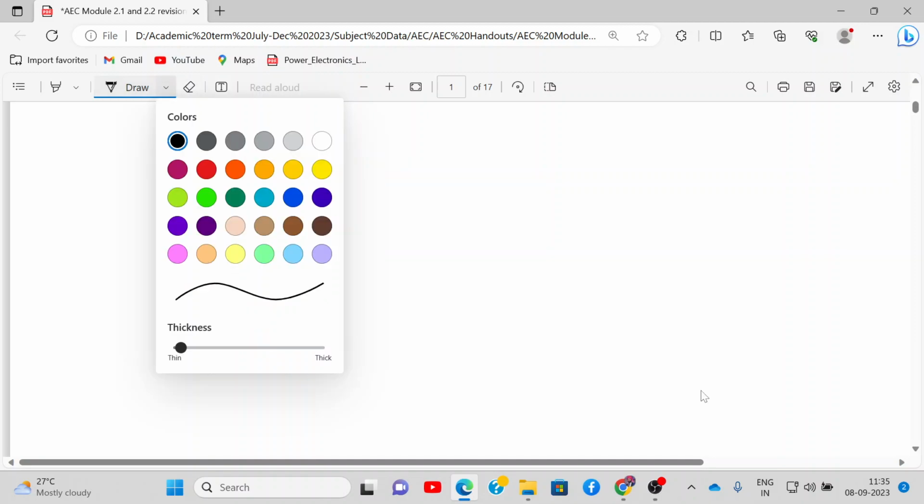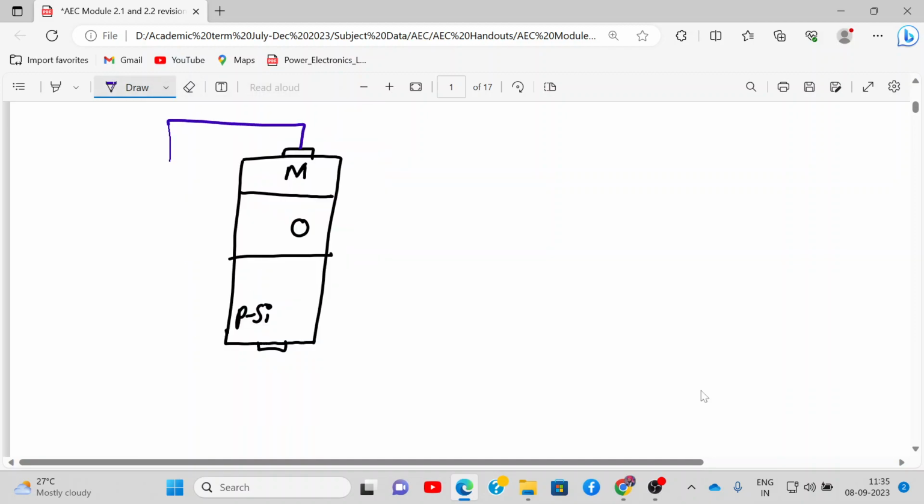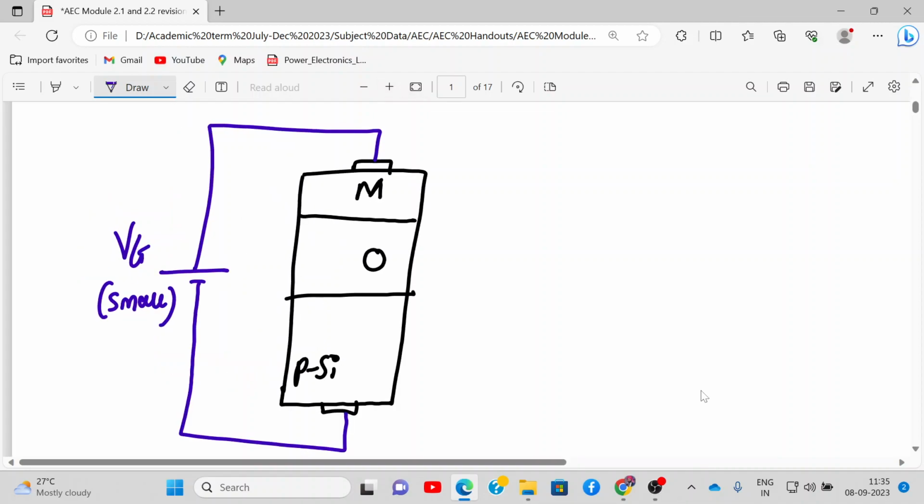Okay. Next, we take this device again. This is metal, this is oxide, and this is p-type semiconductor again. Now we apply positive potential. Okay, Vg is positive but small value. So now what will happen, you tell me?